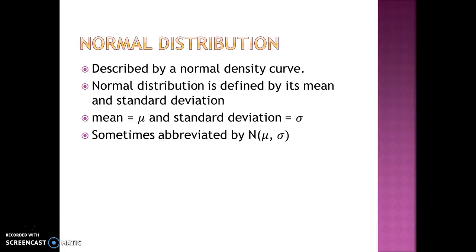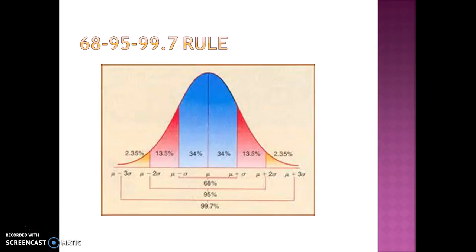So we need to know things about the normal distribution. The normal distribution is described by a normal density curve. A normal distribution is defined by its mean and standard deviation. So whenever you talk about a normal distribution, you have to know the mean and standard deviation. The mean is represented by the mu symbol, and the standard deviation by the cursive sigma. Sometimes the normal distribution curve is abbreviated as N with mu, comma, standard deviation. So they can abbreviate it that way. That's something you need to know.